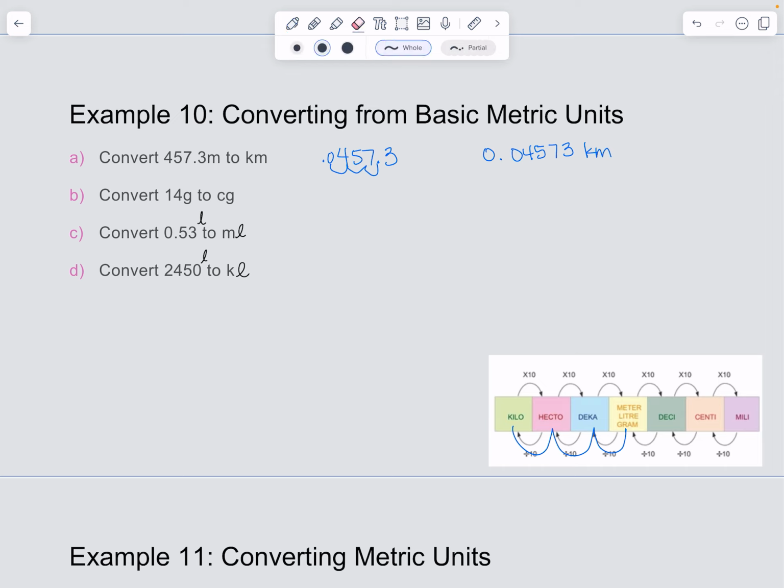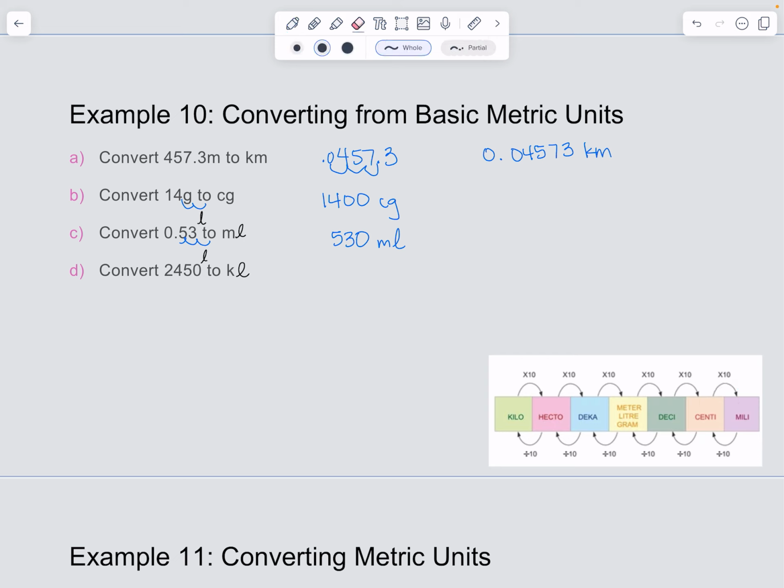So let's do another. Grams to centigrams. So we're starting in our unit, 1, 2. Okay, so we'll go this way twice. 1,400 centigrams. .53 liters to milliliters. Okay, so we're gonna go 1, 2, 3. 1, 2, 3. 530 mils.